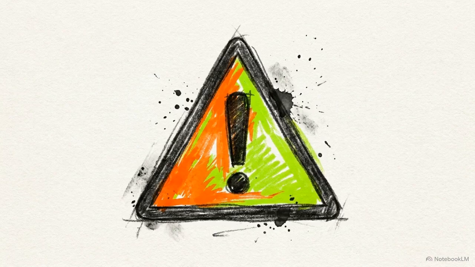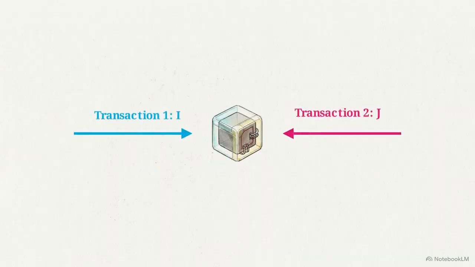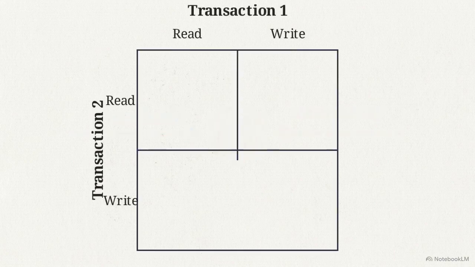A conflict occurs under two specific conditions. First, the operations must target the exact same data item. Second, at least one of those operations must be a write. This grid maps the four possible operation combinations between two transactions to identify where those hazards lie. If both operations are reads, they are entirely safe. The order they read the data does not alter the underlying data itself, meaning they do not create a conflict and can be swapped freely.